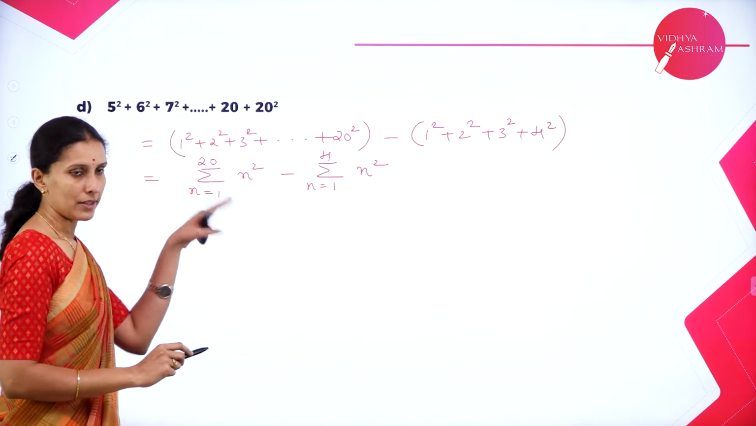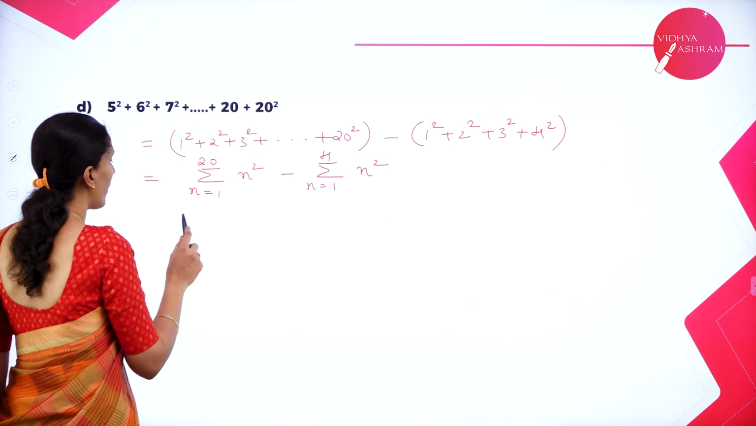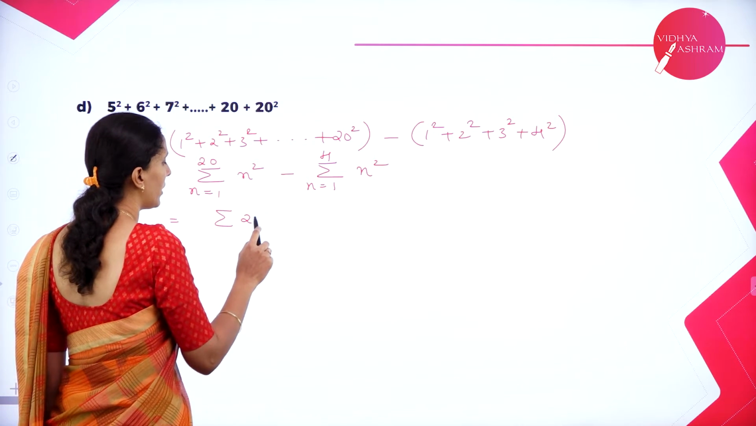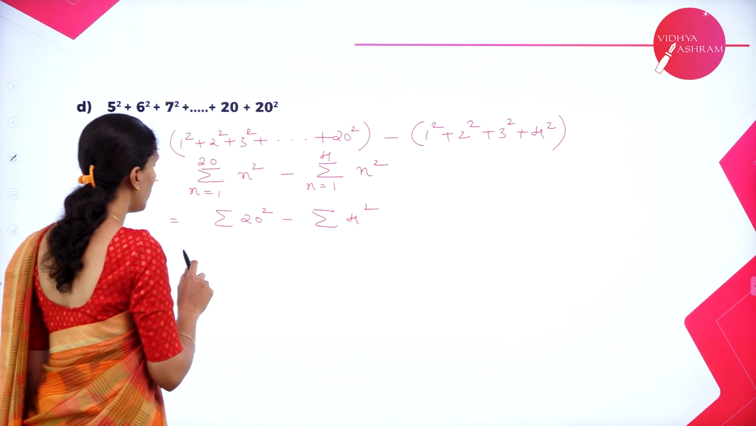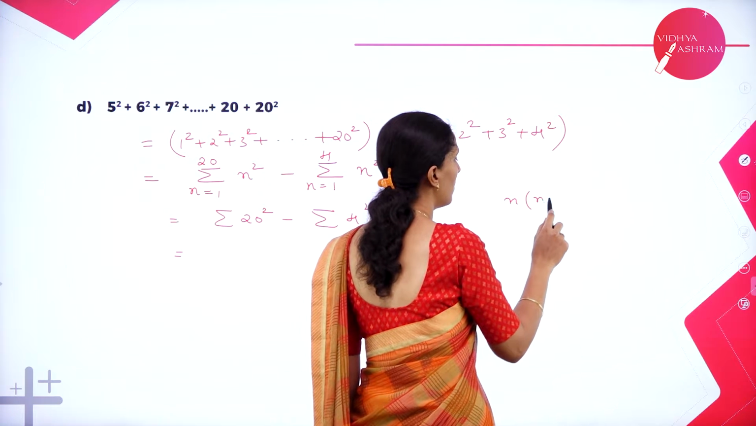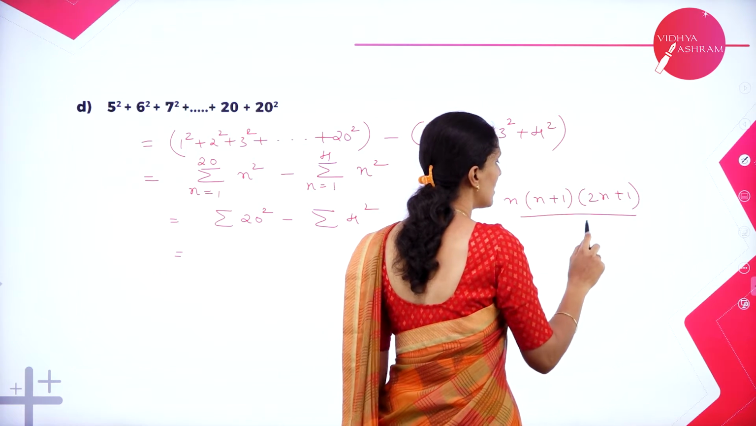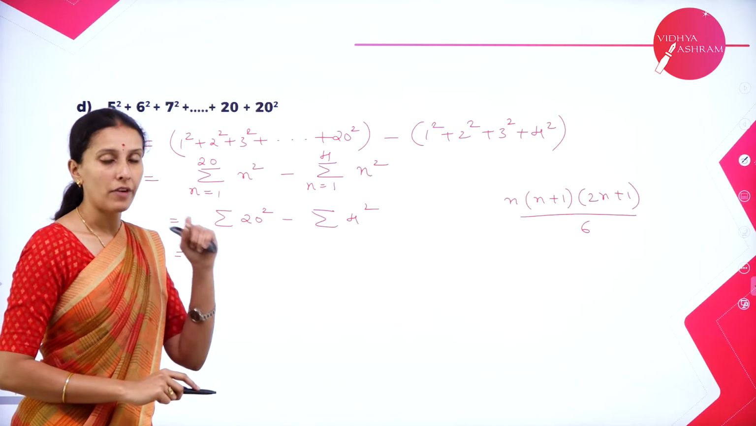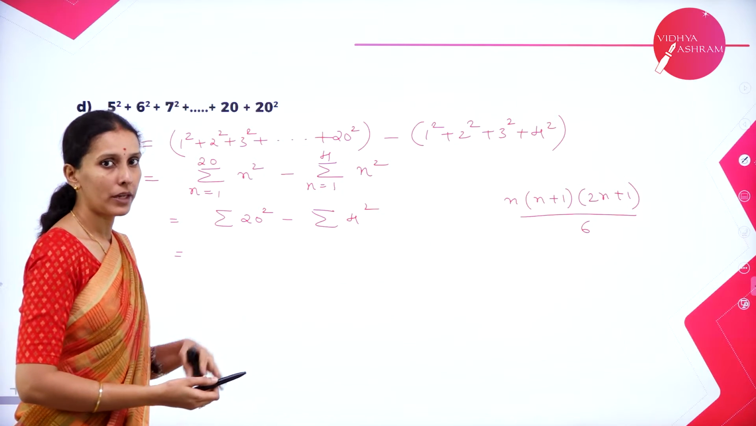Now let us apply this. What is the formula for n squared? We can write this as summation for 20 squared minus summation for 4 squared. We know the formula as n into n plus 1, 2n plus 1 divided by 6. Here the values are given in terms of numbers, not in terms of n. So we will get the value in numericals only.